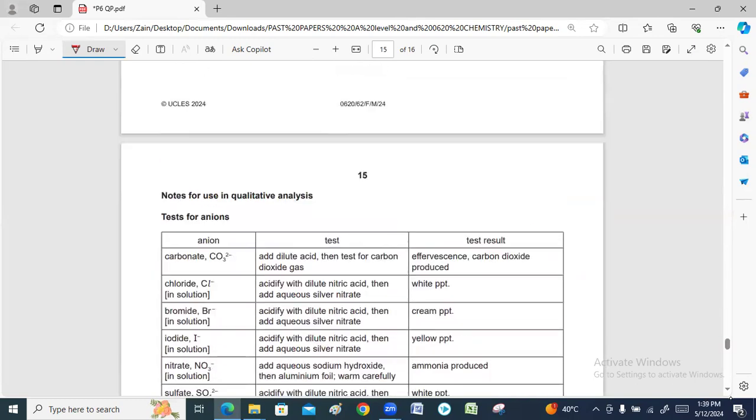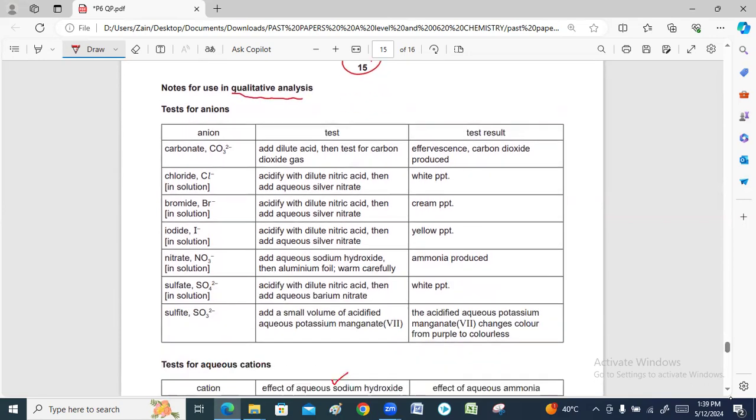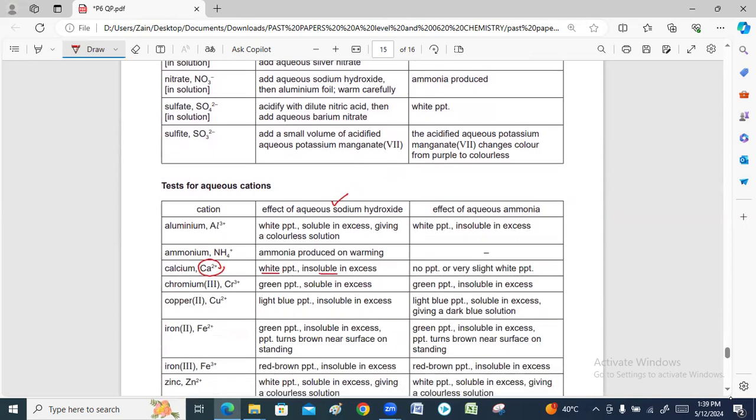As you can see on page 15, notes were used in a qualitative analysis. So the qualitative analysis notes are already there, so you can use these notes if you want to test the presence of anions: carbonate, chloride, bromide, iodide, nitrate, sulfate, sulfite. So you can use this information. This is the test and this is the result or observation. Then test for aqueous cations.